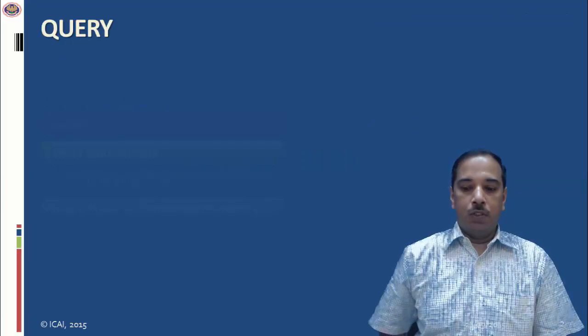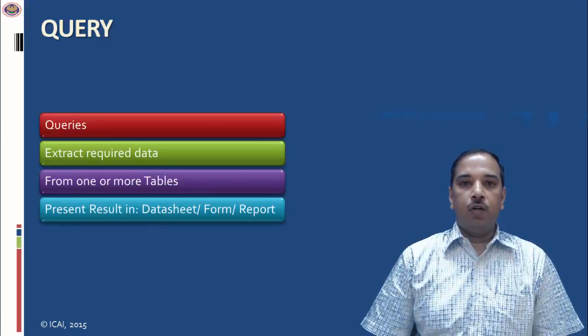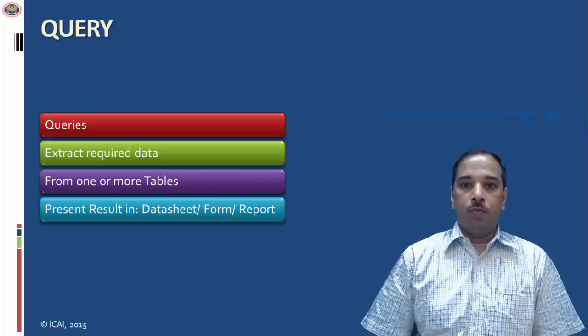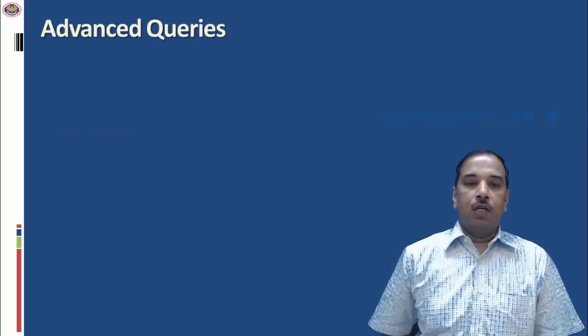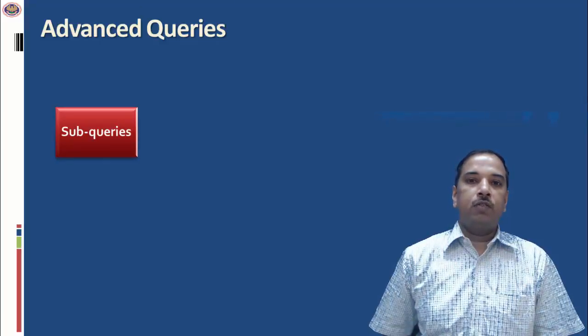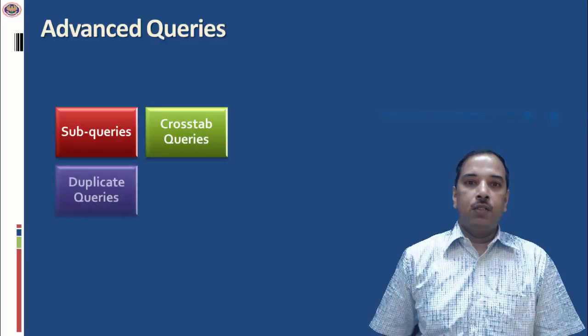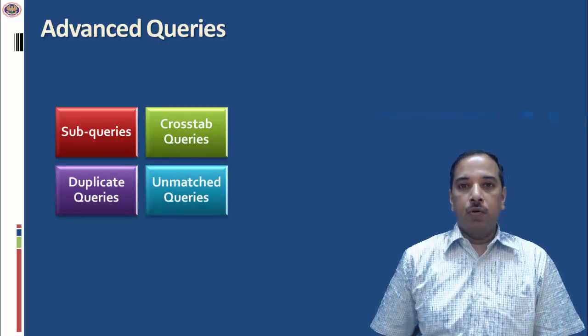Query. What's a query? Extracting required data from one or more tables and representing the result in a datasheet, report or form. Then comes the advanced query. Advanced querying covers four topics. One is the subquery. Second is the crosstab query. Third is the duplicate query. Fourth is the unmatched query.